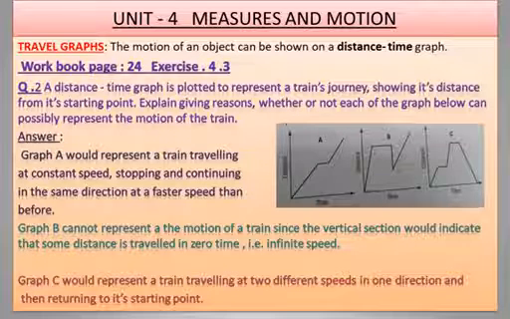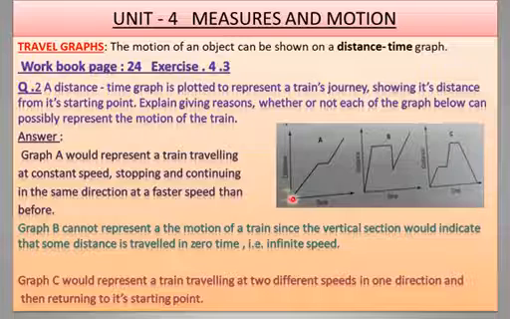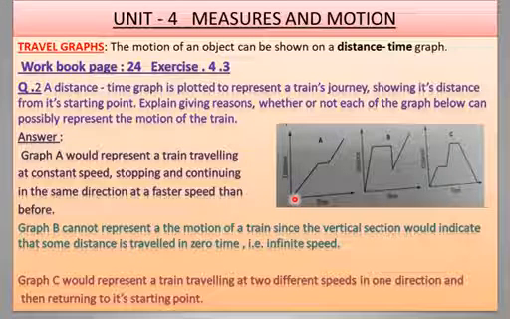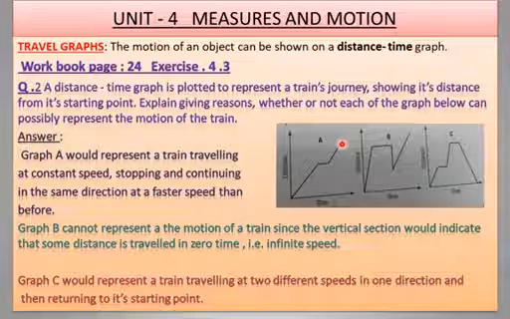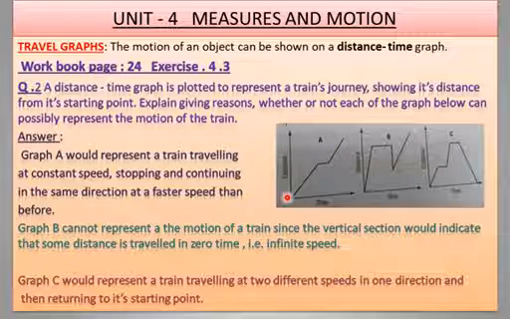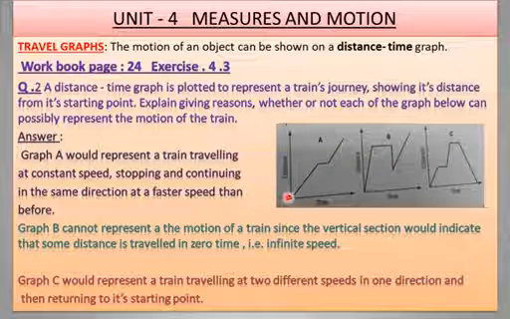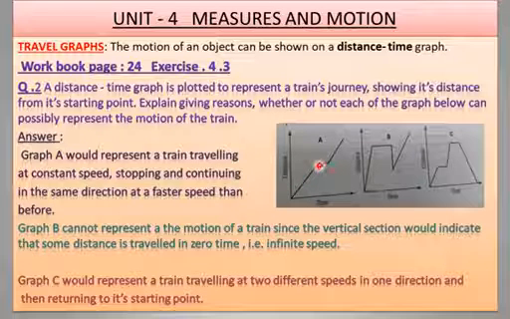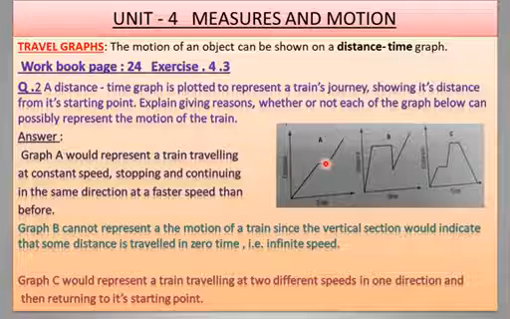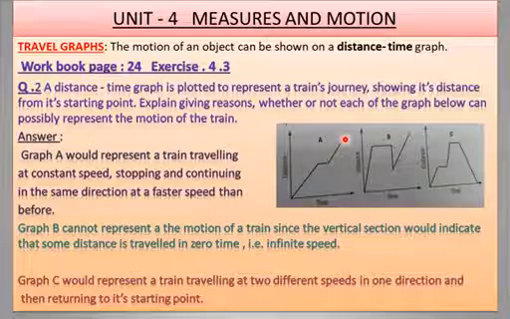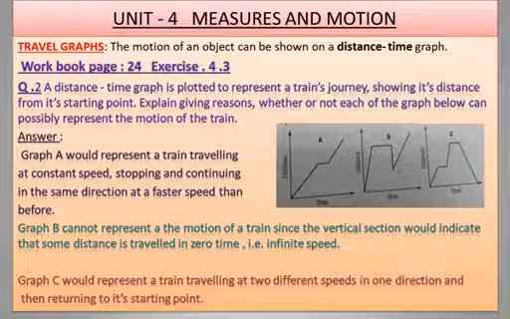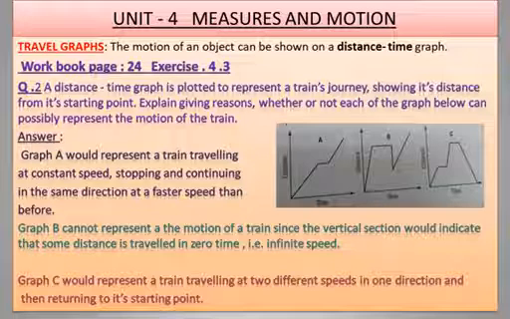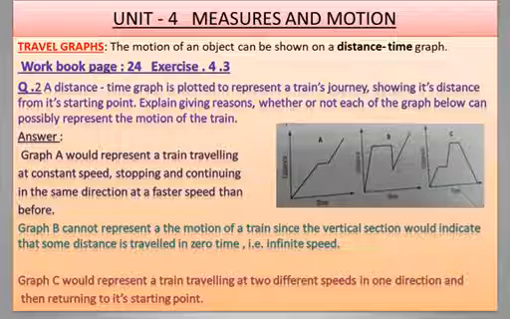In graph A you can see the distance time graph is represented by first a straight line, then a horizontal line, then again a straight line. That means graph A would represent a train traveling at constant speed, then stopping, or it is at rest, okay, and continuing in the same direction at a faster speed than before. Okay, so this shows graph A is representing a train's journey or motion of the train.